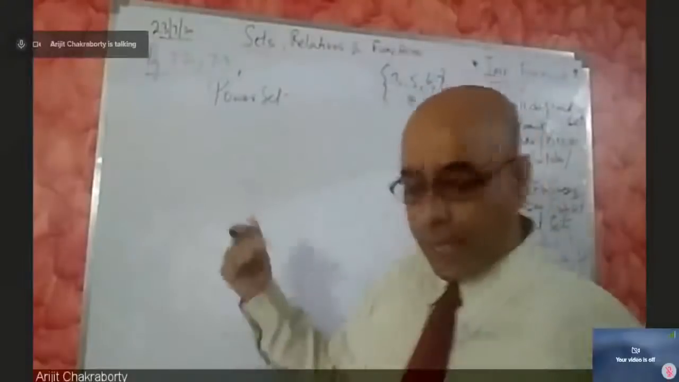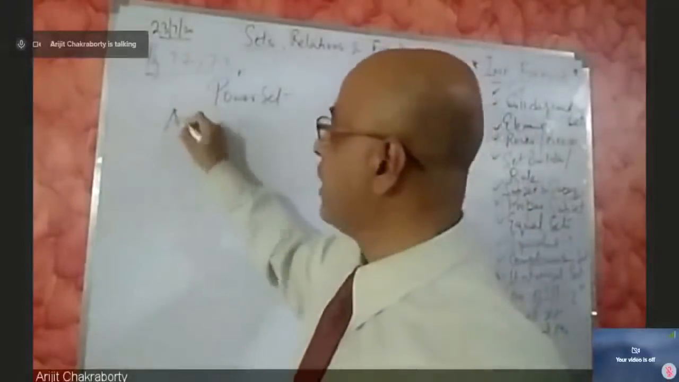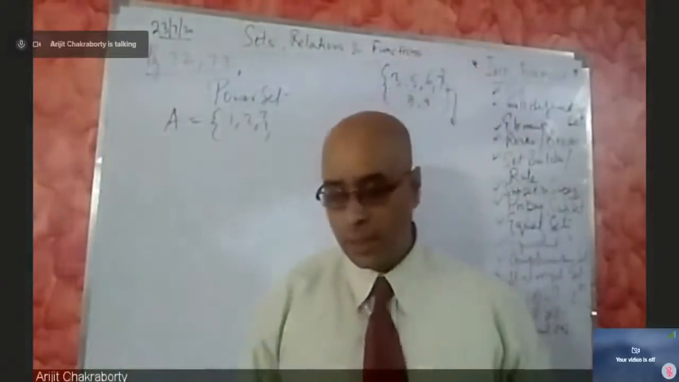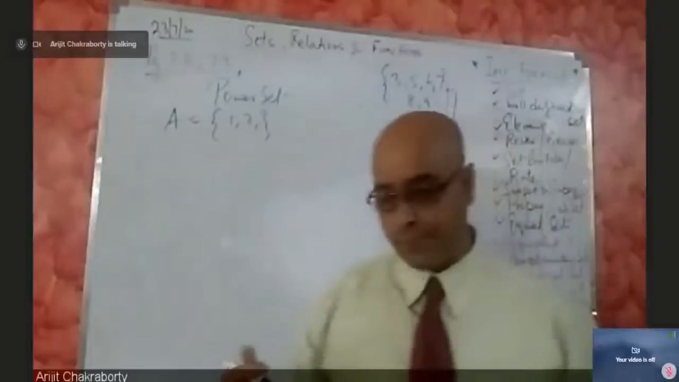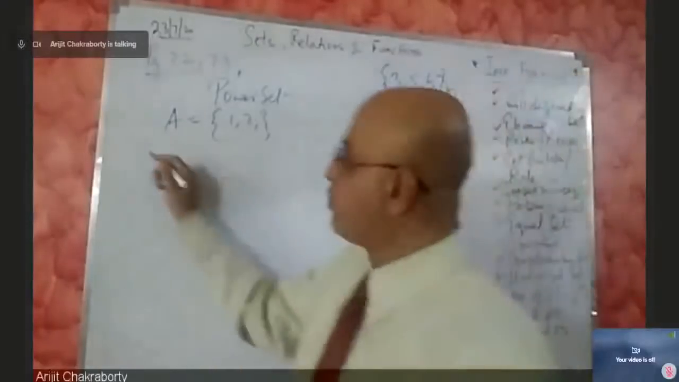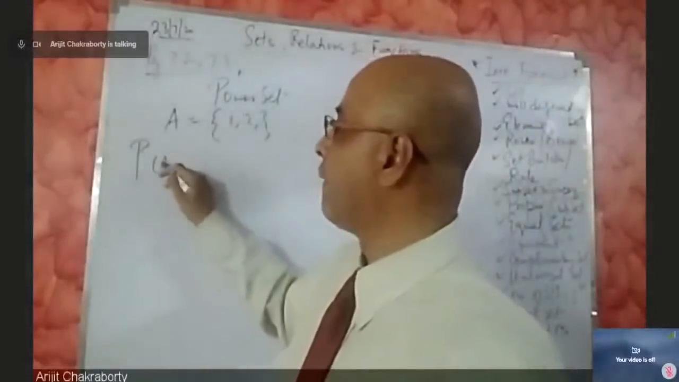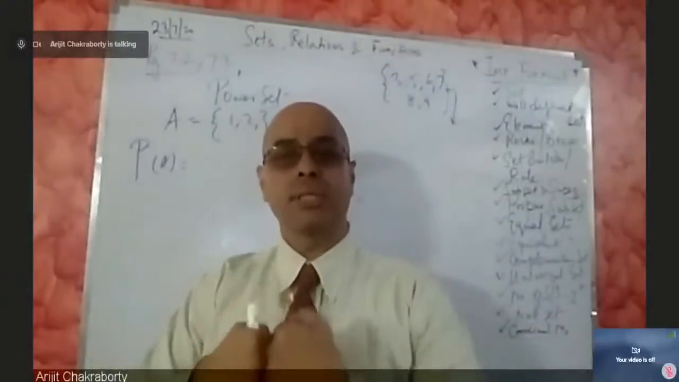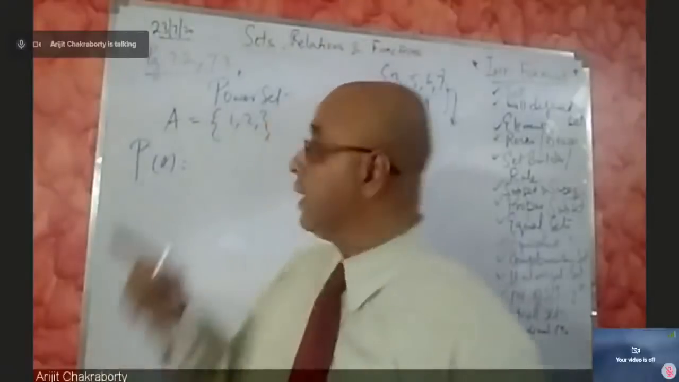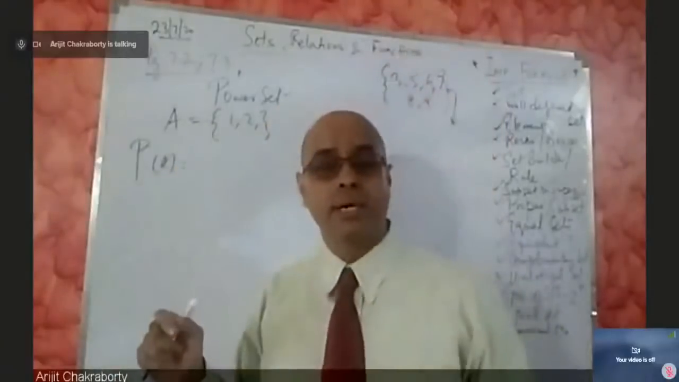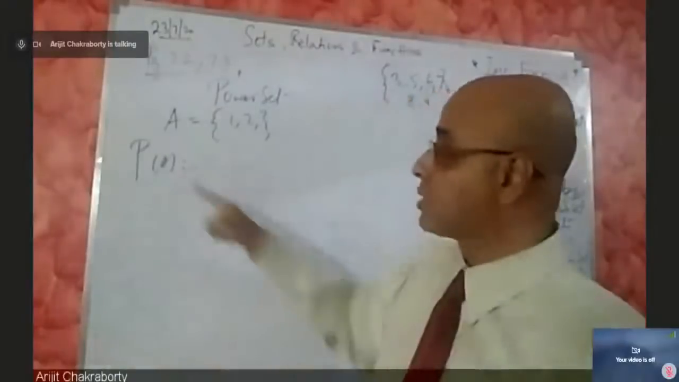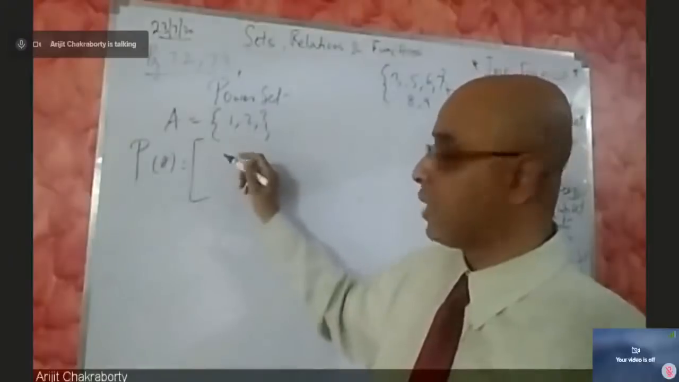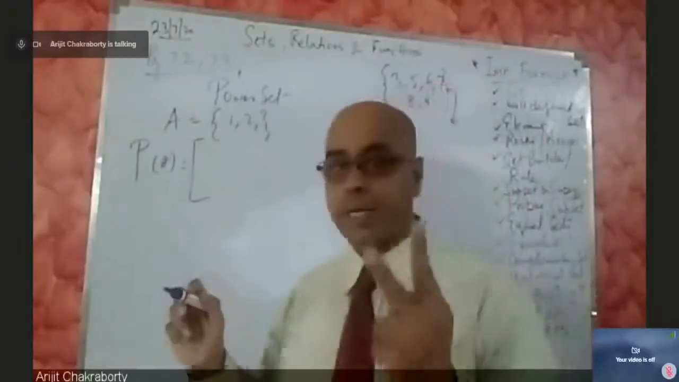As I said, if A is equal to, say, {1, 2, 3}, what will be the power set? First of all, power set, P(A): powerful, all powerful, which means full power. If you give full power to the set, what will be the elements of the power set? Let me write the elements. I write the third bracket first and then I include them in second brackets.